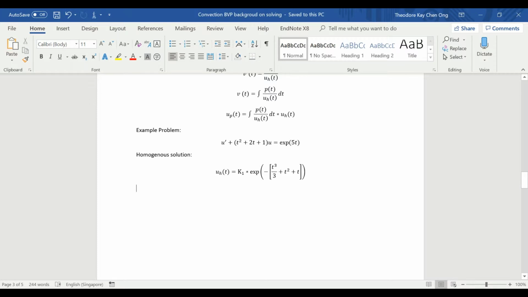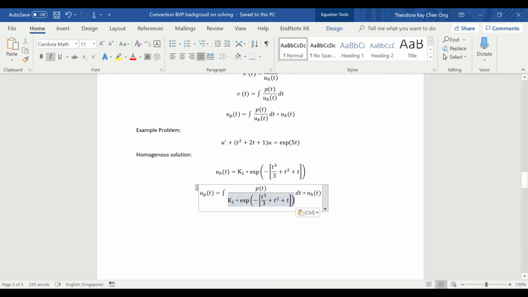So now that we have this, all we need to do is find the u_p of t. The u_p of t is equal to u_h of t times v of t, so we'll copy this whole thing and put it at the bottom here. And what next? We need to copy the left hand side or right hand side.